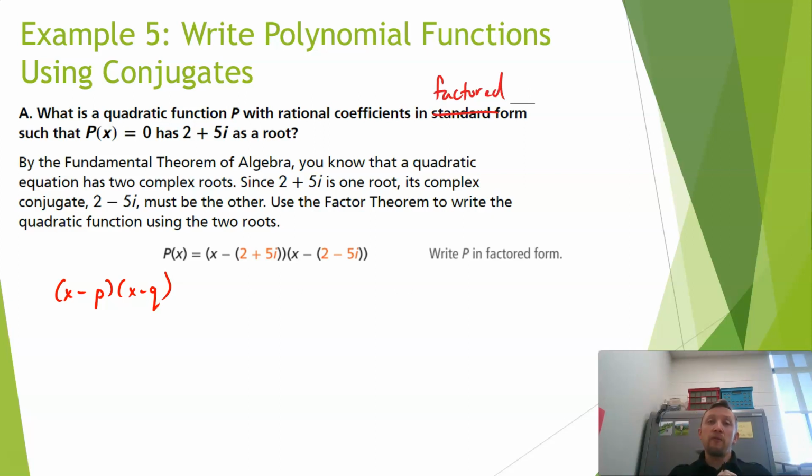But the parentheses are really important because we're going to have to distribute that negative through. So when we distribute that negative through, we get x minus 2 minus 5i times x minus 2 plus 5i. And that's it. The book would have you multiply those together, but we're just going to leave those in factored form. We're just going to stop there with that problem.